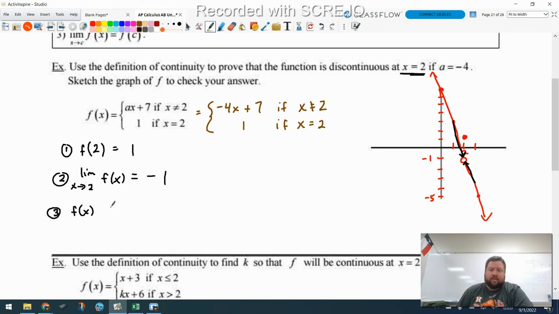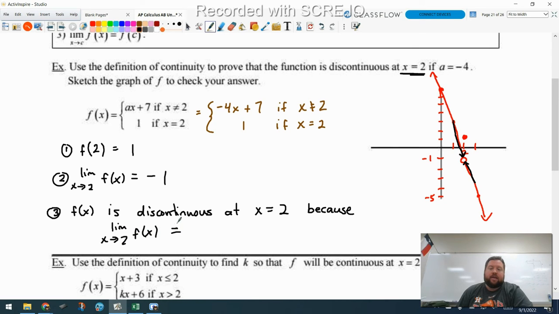f of x is discontinuous at x equals 2 because the limit as x approaches 2 of f of x does not equal f of 2. These two numbers are not the same. All right, that's rule number 3. Those have to be equal for the function to be continuous. All right, so we have proved the discontinuity using the definition of continuity. That's how you do it.